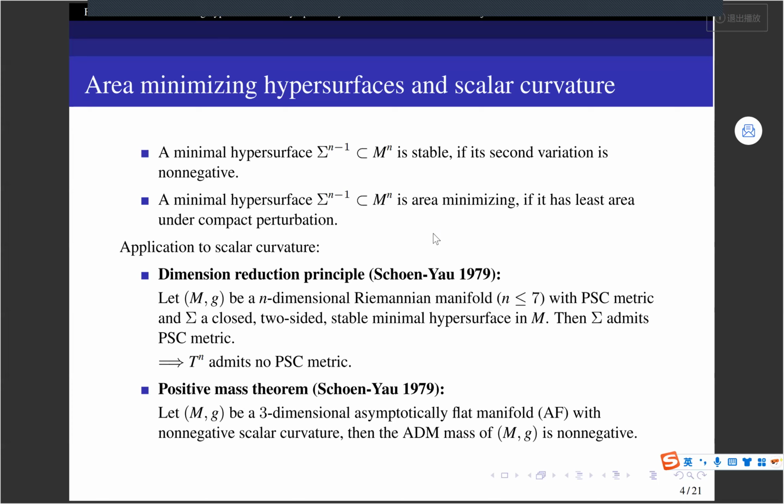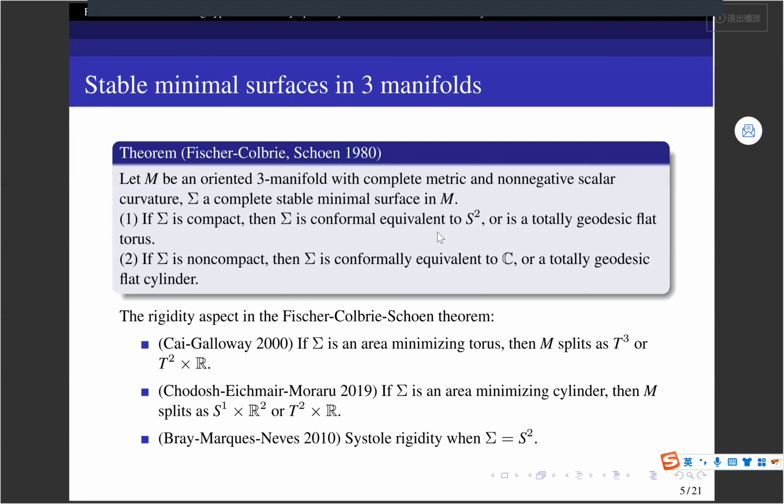One of the most important applications of minimal surface theory was due to Schoen and Yau in their resolution of the positive mass theorem and the general conjecture that the N-torus admits no positive scalar curvature metric, by introducing a dimension reduction principle by minimal hypersurfaces. Then just after Schoen and Yau's work, Fischer-Colbrie and Schoen systematically studied stable minimal surfaces in three manifolds with non-negative scalar curvature, and they obtained this classification result.